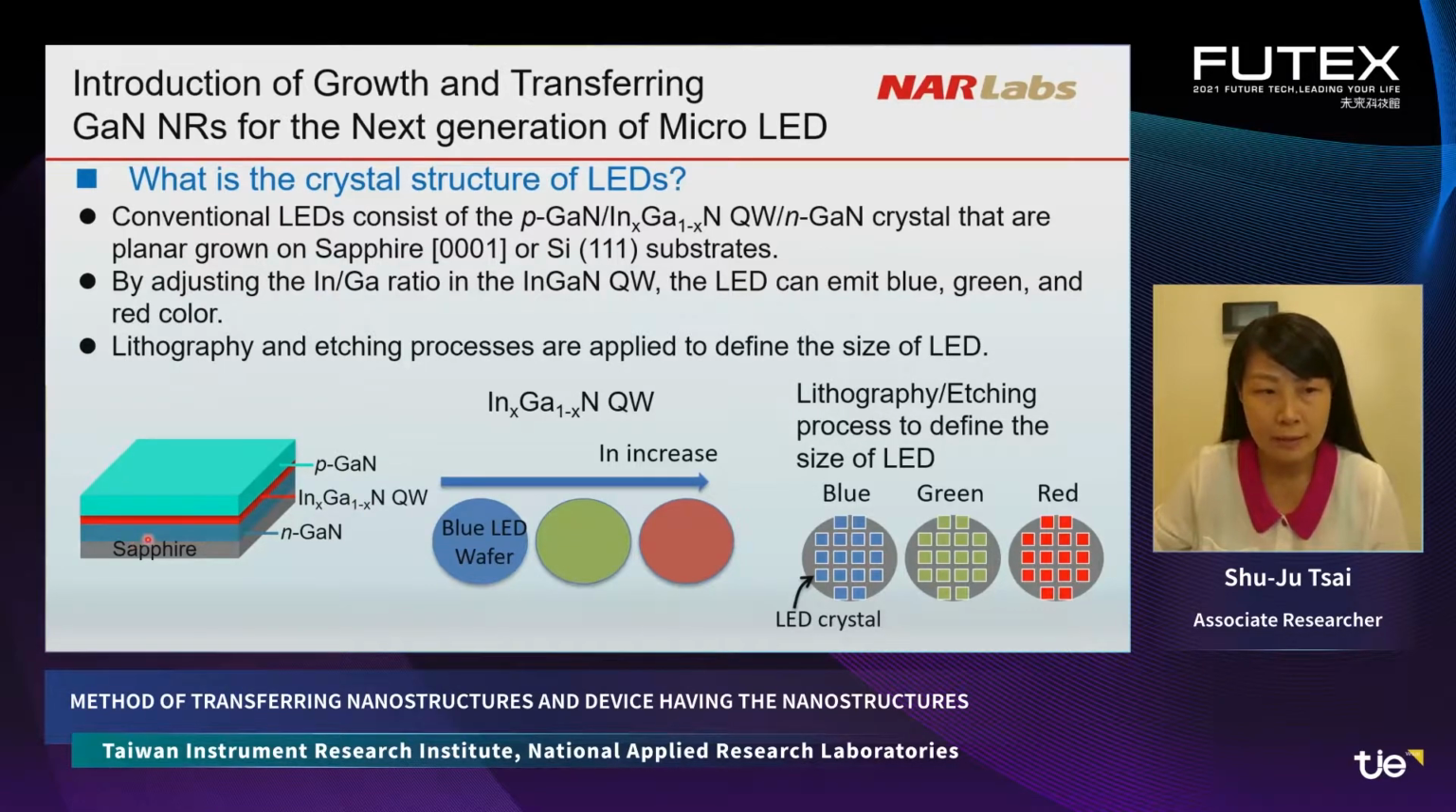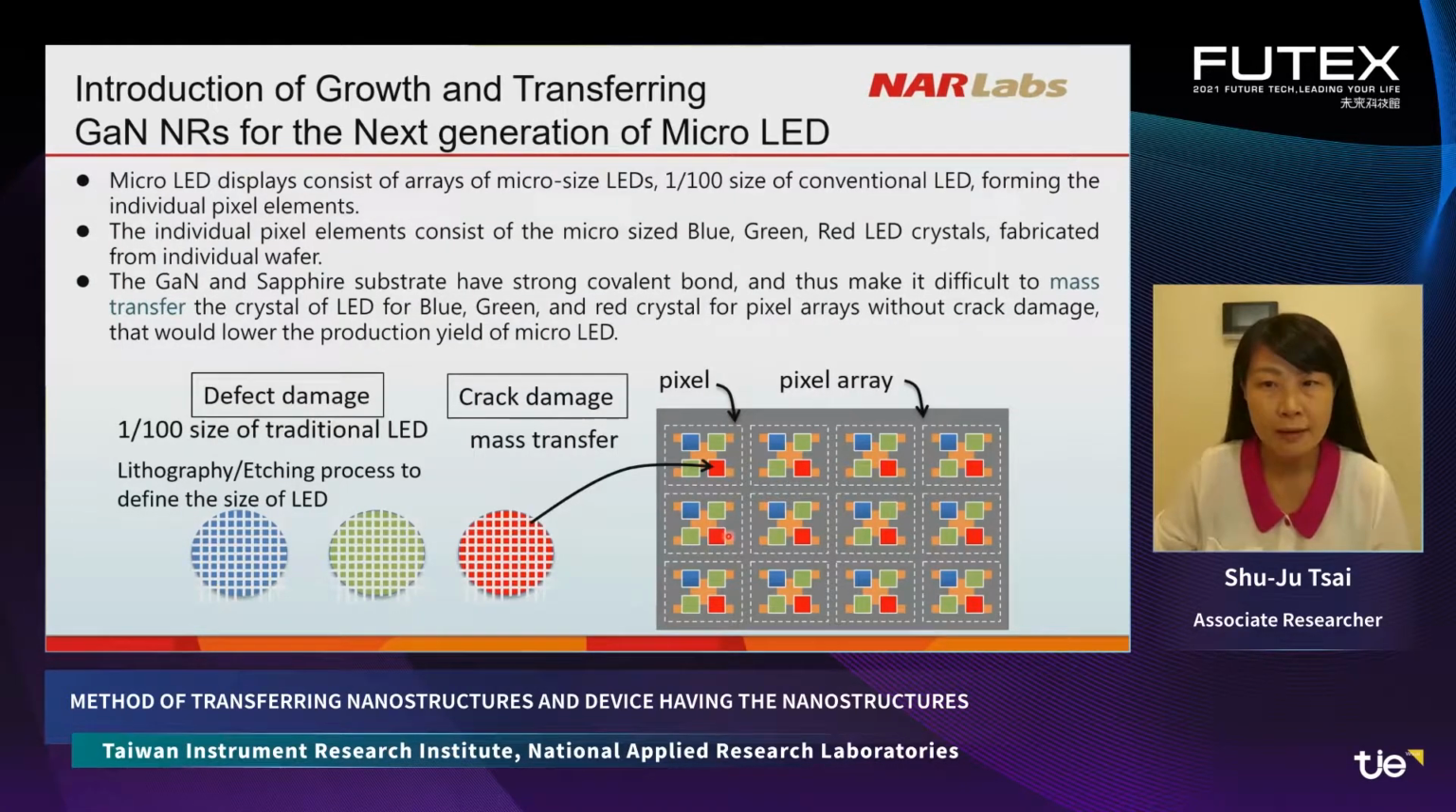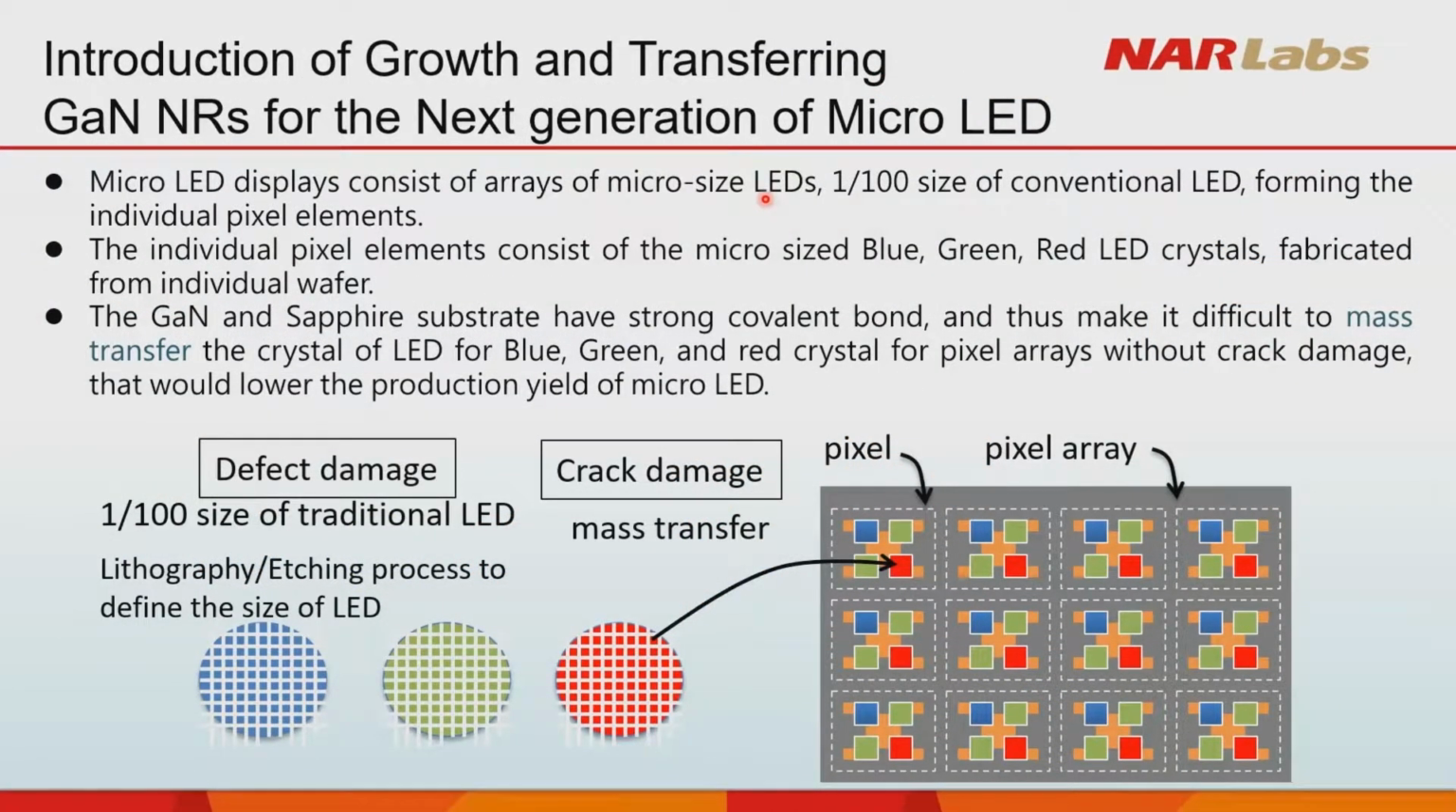By adjusting the indium to gallium ratio in the indium gallium nitride quantum well, the emission color of the LED can be tuned from blue, green to red color. Then the lithography and the etching process are applied to define the size of the LED. Micro LED is an emerging display technology for better contrast, response time, resolution, and energy efficiency.